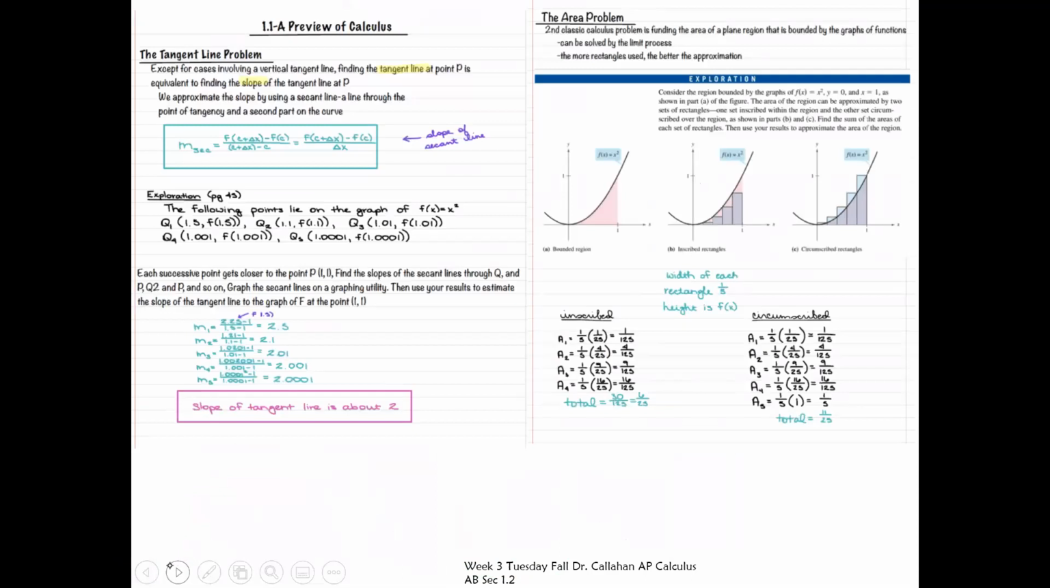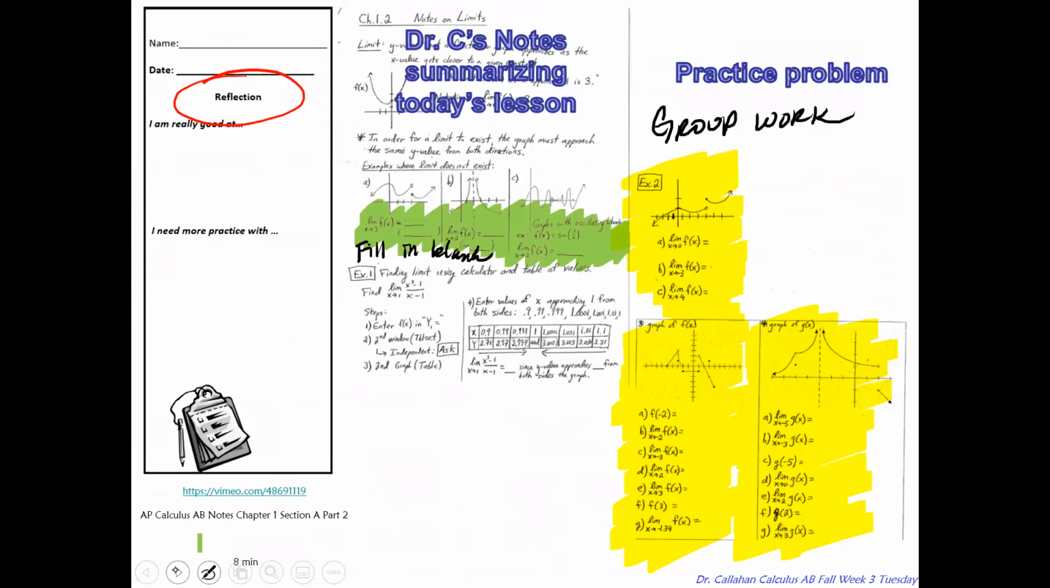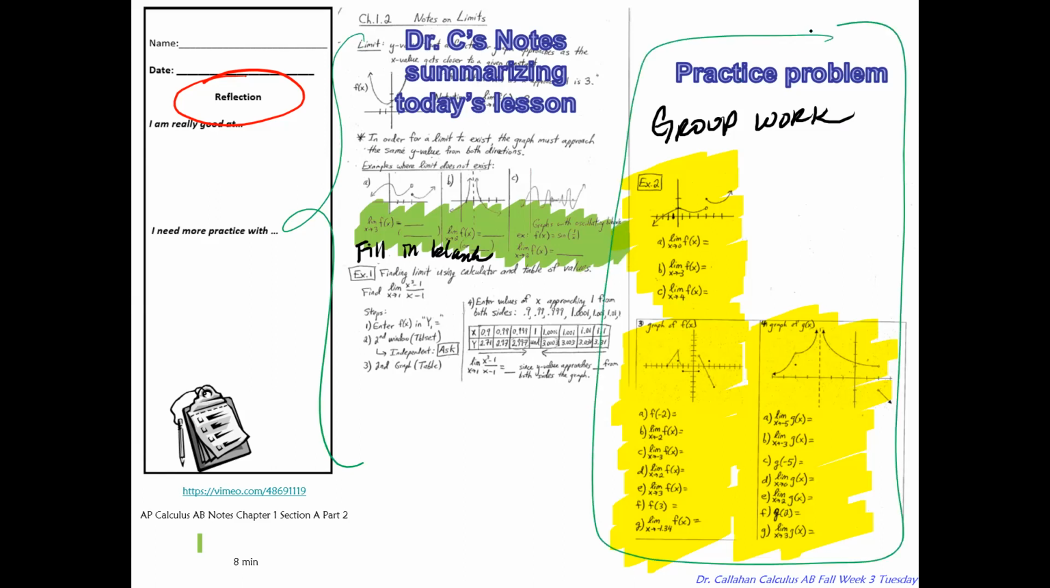I also went ahead and typed up my notes for you guys, so you can take a look at that. This is going to be your notes in class. This is my notes summarizing today's lesson. And your group work practice problem is going to be right here. There are 3 examples. If you do need another video, I have a Vimeo right here that's going to go over a few things, and then your exit ticket.